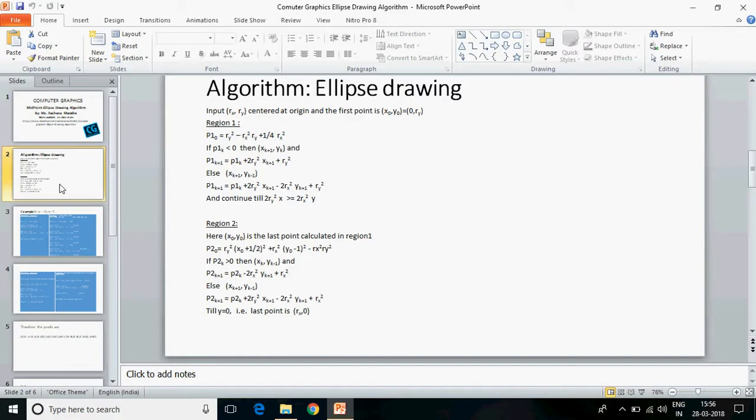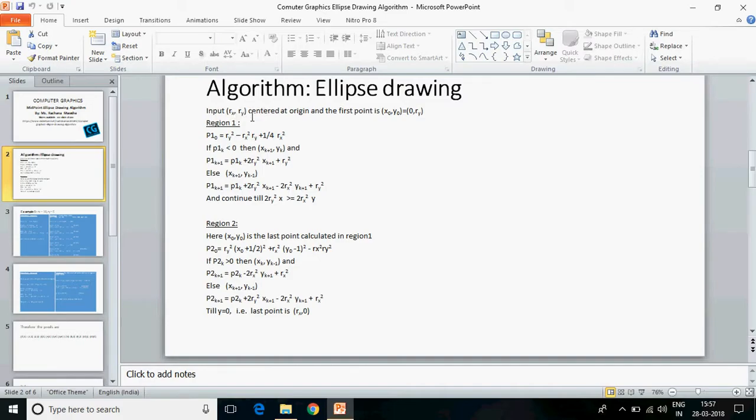Now let us go through the algorithm and solve an example to find the pixel positions of any given ellipse in both regions, region 1 and region 2. Looking at the algorithm here, it is very clear that there are two paths to this algorithm, region 1 and region 2. First and foremost, for any ellipse to be drawn, the input or the known values should be the two radii of the ellipse, Rx and Ry.